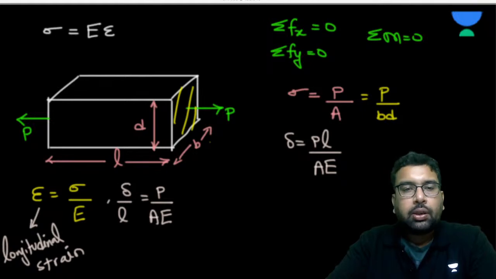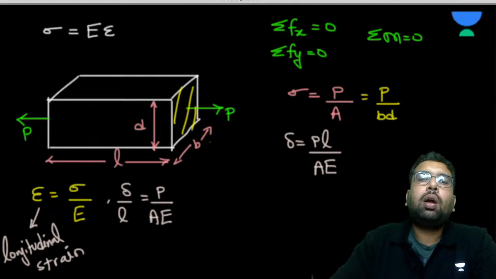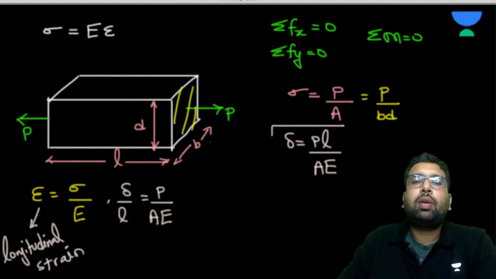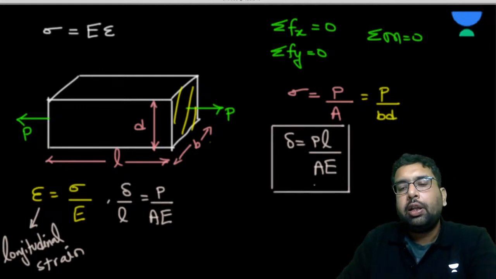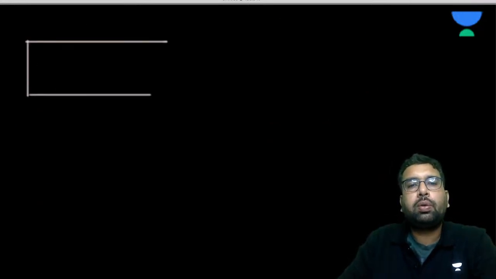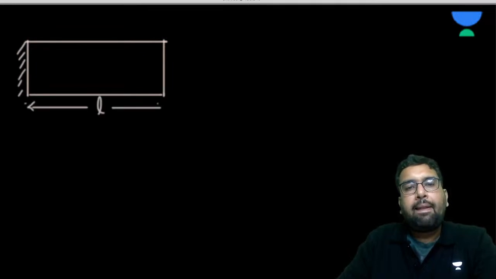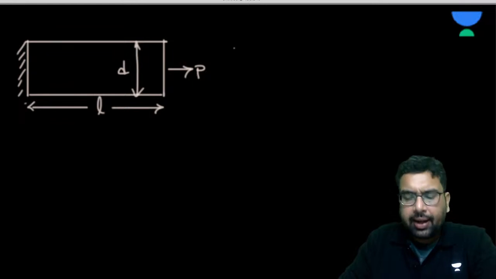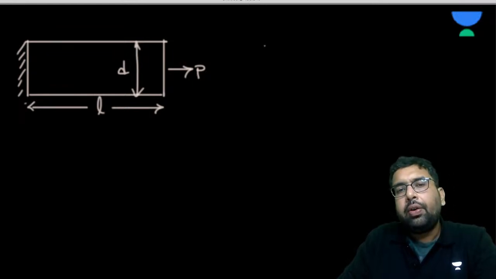Okay. Now this is the formula of the elongation that we are going to use, right? Now if we see the same body in two dimensions, with length L and load P, and let's suppose this is D, which can be a diameter or anything. Now in this case, what is going to be the stress?